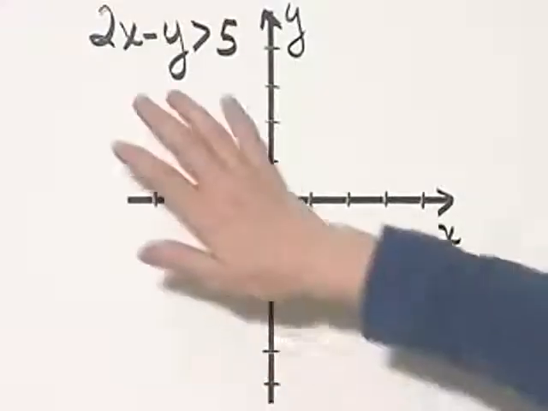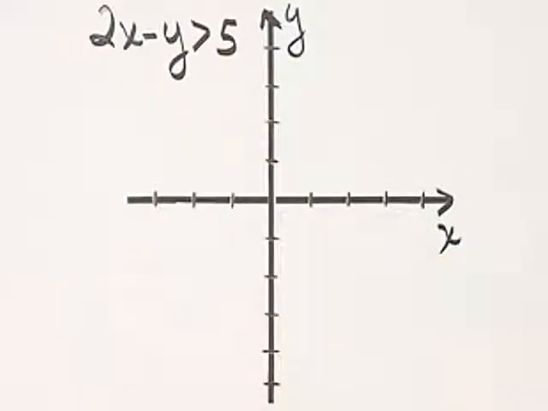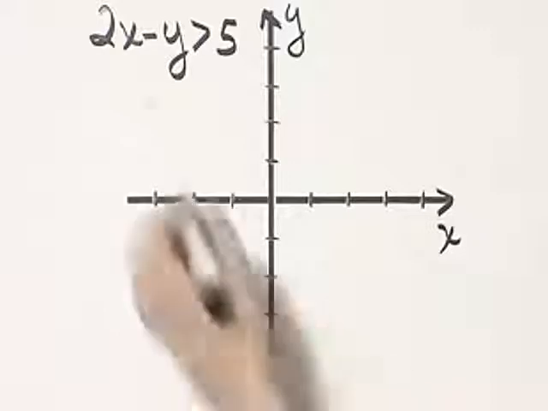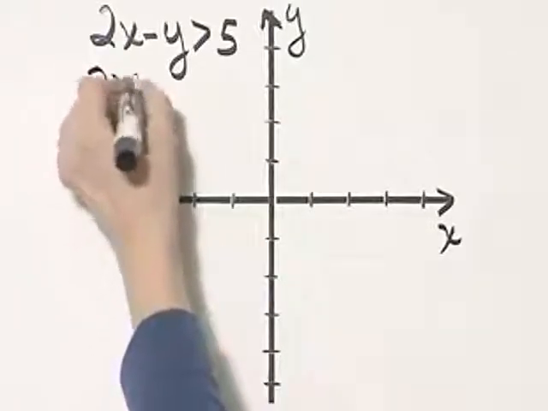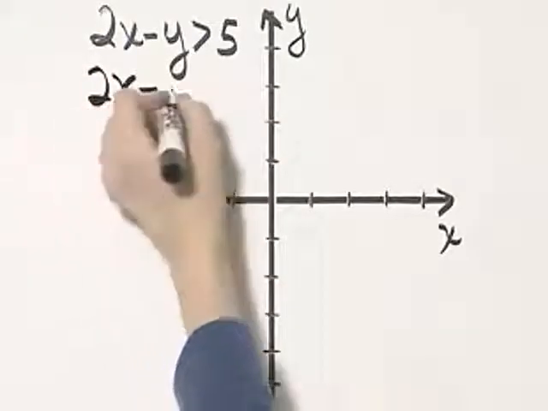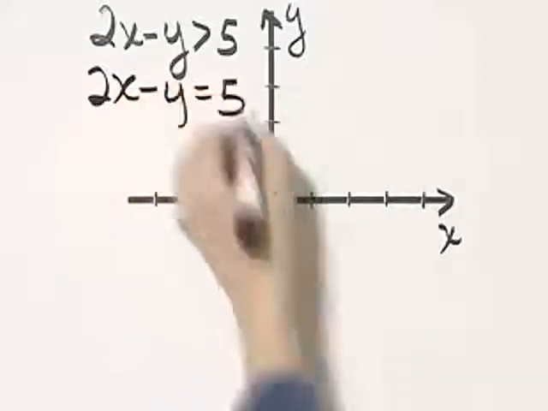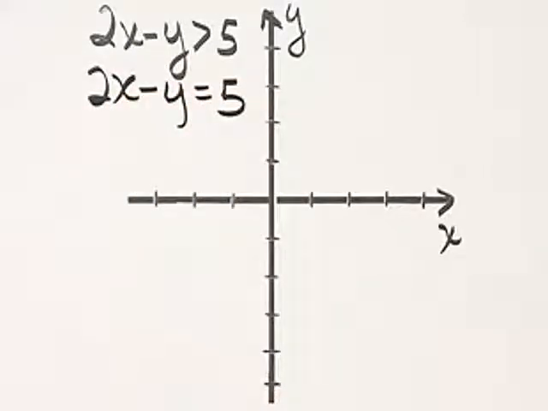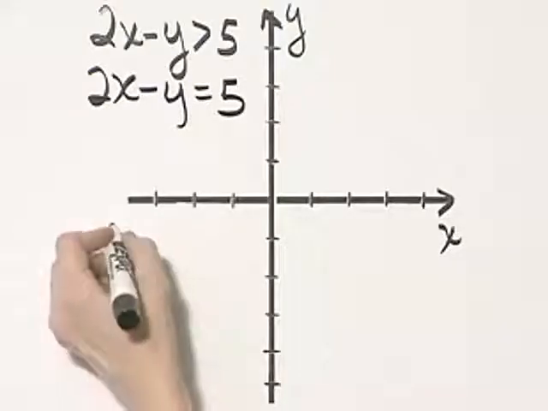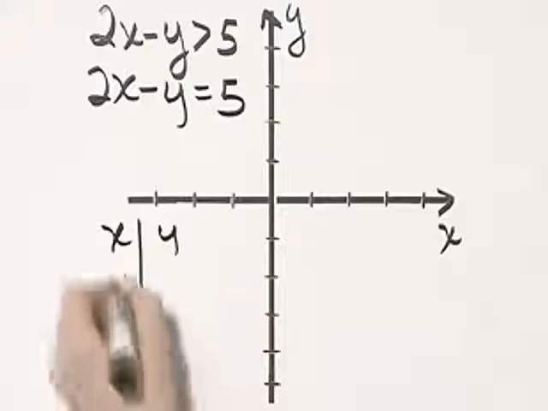Think of how we graph this linear inequality in two variables. We begin by looking at the corresponding equation. In this case, 2x minus y is equal to 5. And that's how we find the boundary line. So let's graph this equation, and we'll do so by finding ordered pair solutions.